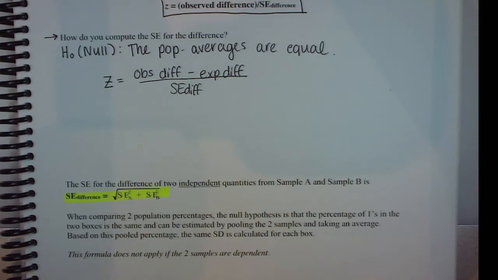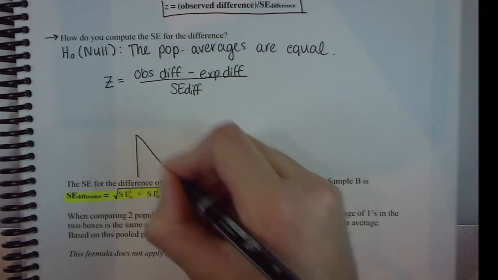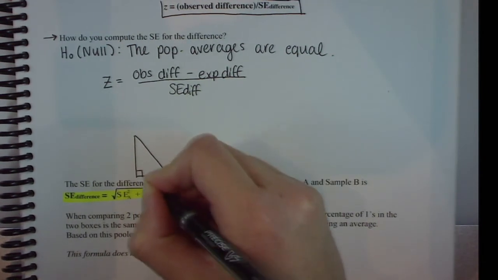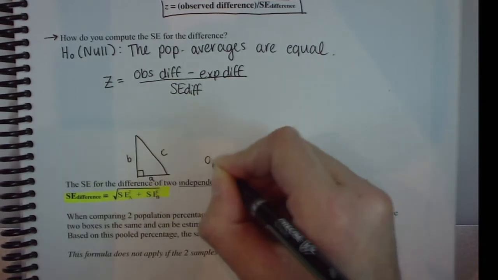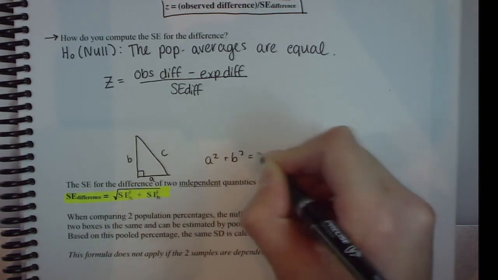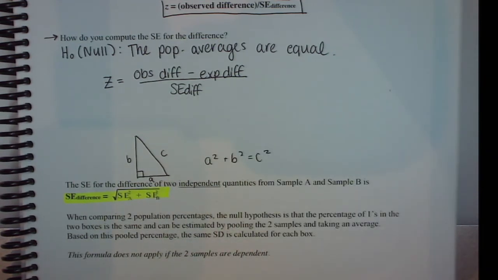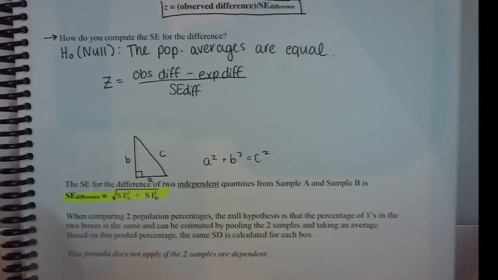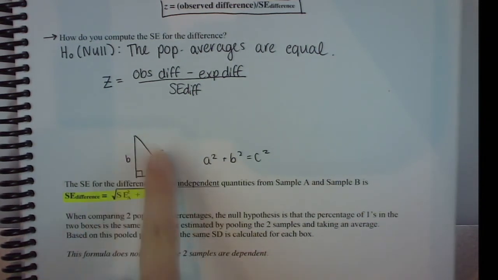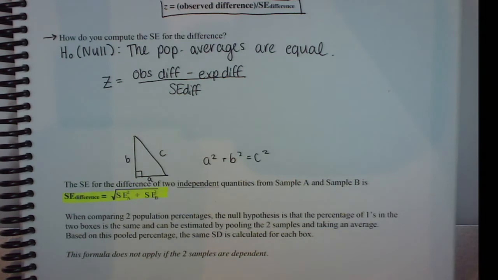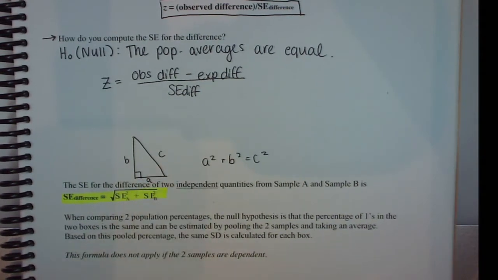This formula actually comes from the Pythagorean theorem. Like if you have a right triangle, A, B, and C, A squared plus B squared equals C squared. If you remember that from high school, it's the same thing. It's like standard error 1, standard error 2. And if we wanted the standard error for the difference, if we wanted to combine the two, we have to take the square root. So that's where it comes from. We'll do an example so you guys can see what this is like.